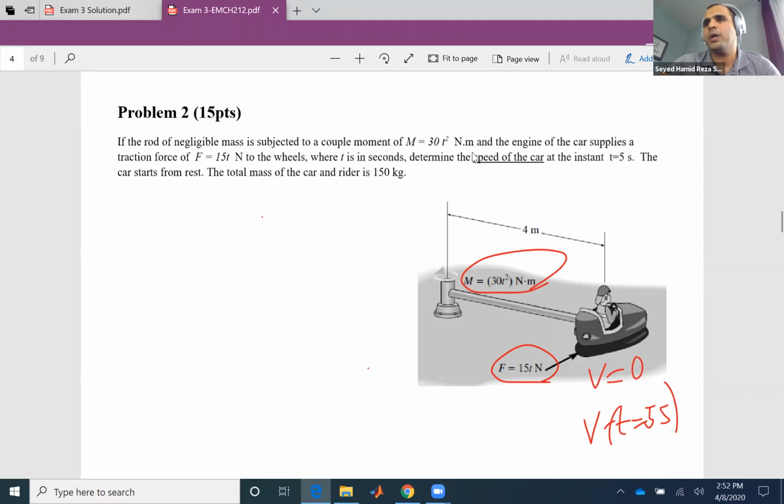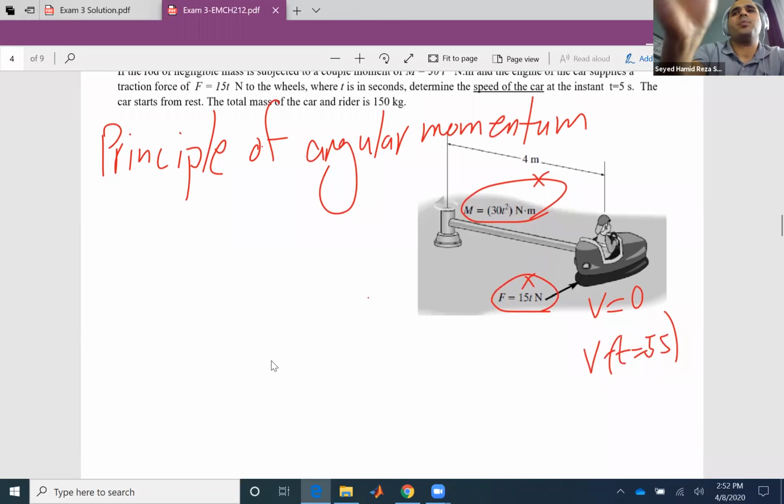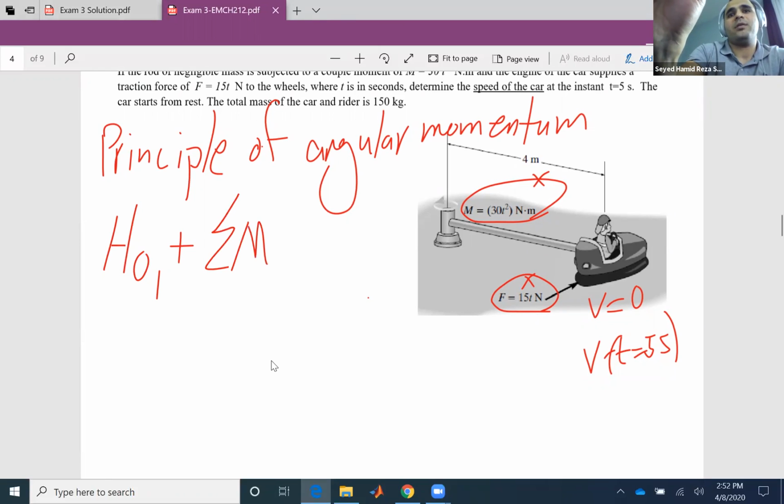Well, looking at the problem, we can't write conservation of angular momentum because the angular momentum is not conserved. This force is going to create a moment. We have a moment on our system. While we can't write conservation of angular momentum, we can still write the principle of angular momentum. The principle of angular momentum is saying that the initial angular momentum plus the impulses that we are going to have on our system would be equal to the final angular momentum.